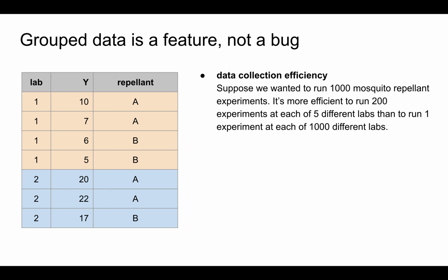Now, there's a reason that grouped data is so common. Mainly, it's a feature, not a bug. First, grouped data can improve the efficiency of data collection. For example, to learn about mosquito repellent performance, suppose we wanted to run 1,000 experiments. In coordinating this effort, it would be much more efficient to run 200 experiments at each of 5 different labs than to run a single experiment at each of 1,000 different labs.